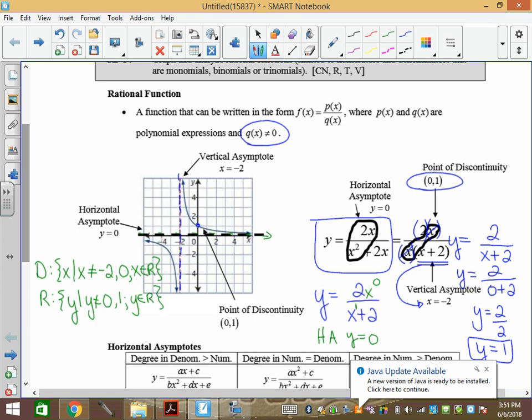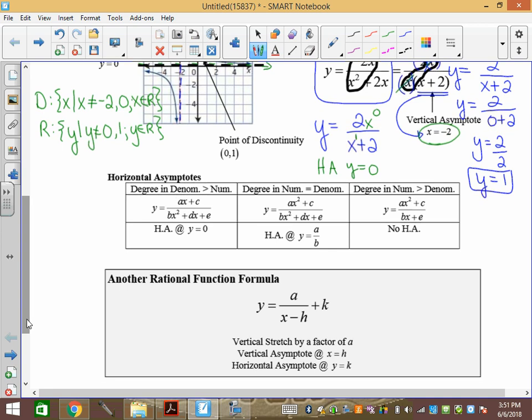Remember that your vertical asymptotes come from the denominator. If it doesn't cancel off, you solve those out and get the vertical asymptote because your denominator can't equal 0. And in this case, if I have x equals negative 2, it would cause the denominator to be 0. If the factors cancel off, it's a point of discontinuity. But then there's rules for horizontal asymptotes, which follow here.